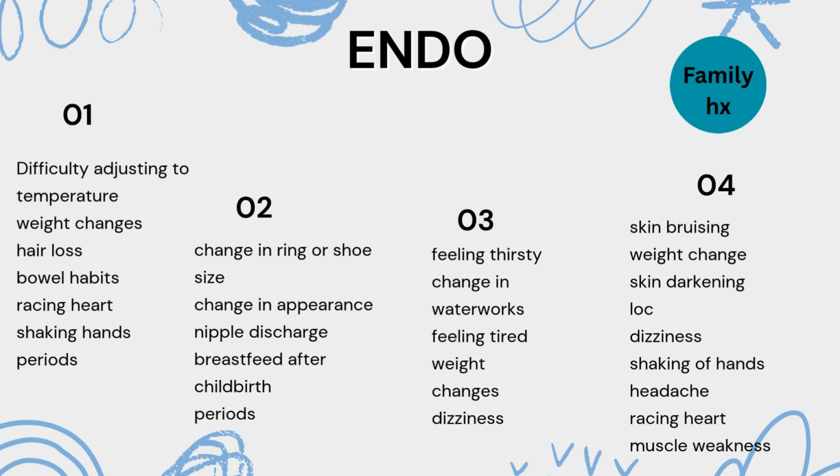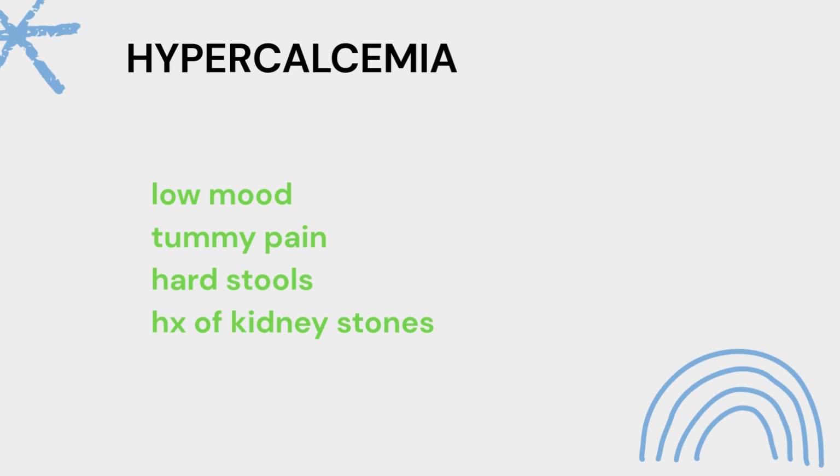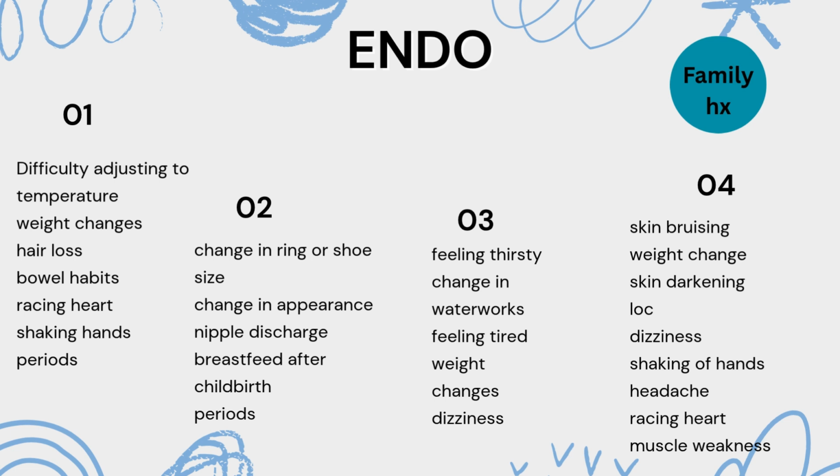The third thing is, so in the neck, the parathyroid glands, you have to ask about questions about hypercalcemia. So those are, any changes in your mood. Have you been feeling low lately? Do you have any tummy pain? And about constipation, any hard stools or hard motions? Do you have a history of kidney stones? This could signify hypercalcemia seen in hyperparathyroidism.